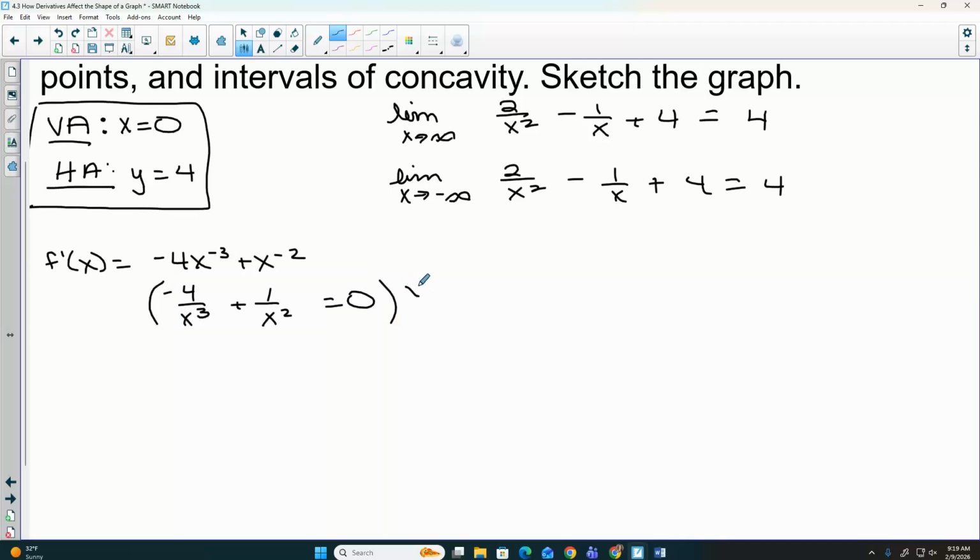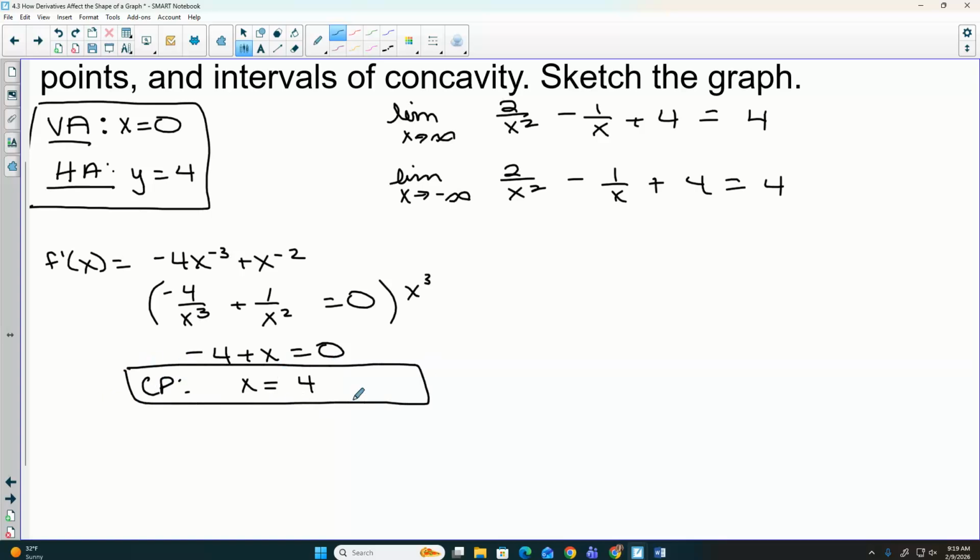You could multiply everything by x cubed. You get negative 4 plus x equals 0, so x equals 4. So the critical point is x equals 4. Is there another one? Yeah, 0, because it's undefined.